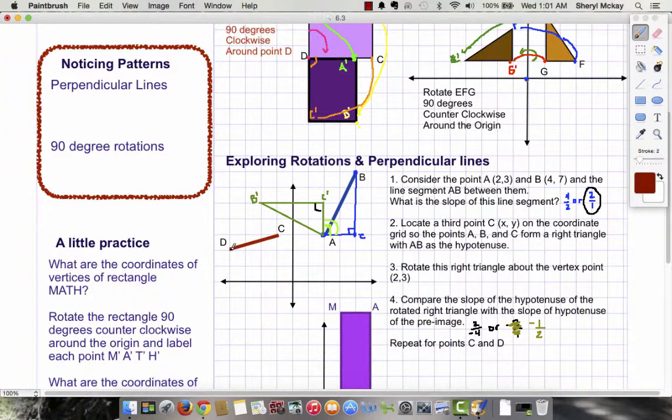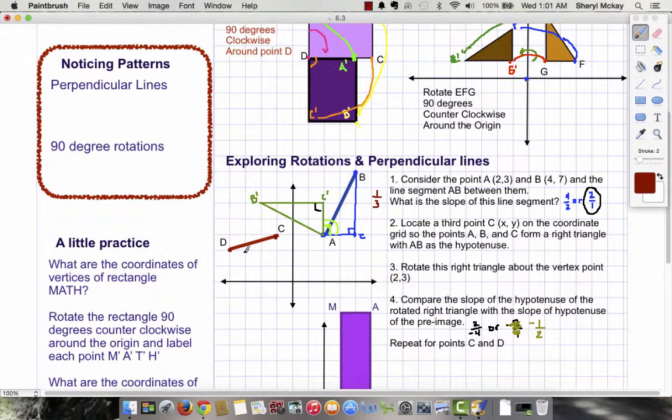Well, you should have said to get from D to C, I went up 1 and over 3. Up 1 over 3. So my slope is 1/3, okay? Now the next thing I need to do is create a third point, and we have to make a right triangle. So I have two different, and my hypotenuse has to be CD.